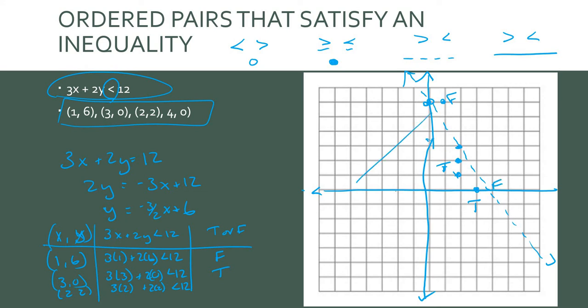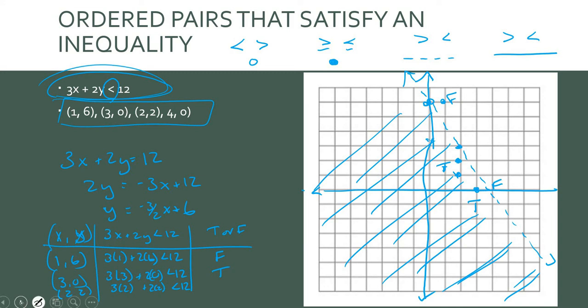So the equations on this side, or the ordered pairs on this side, are true. So this is the half plane that I am going to be graphing. My graph for this equation is everything up to but not including this line and on this side of the line, or the left-hand half plane.